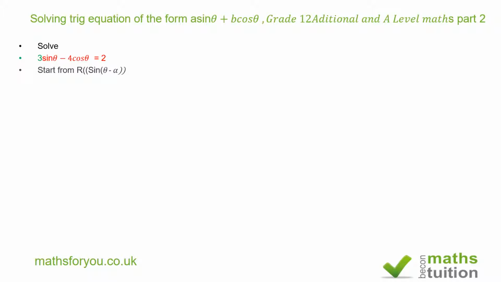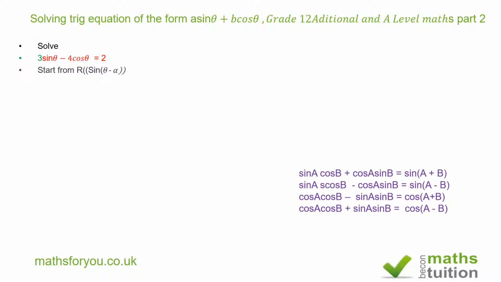Right, now what I've done is to write this as 3 sine theta minus alpha. So I'm going to replace the main body of the equation with this bit here. Okay? Why? Because if you have a look at this series of addition formulae there, I'm going to use one of these to help me solve the equation.